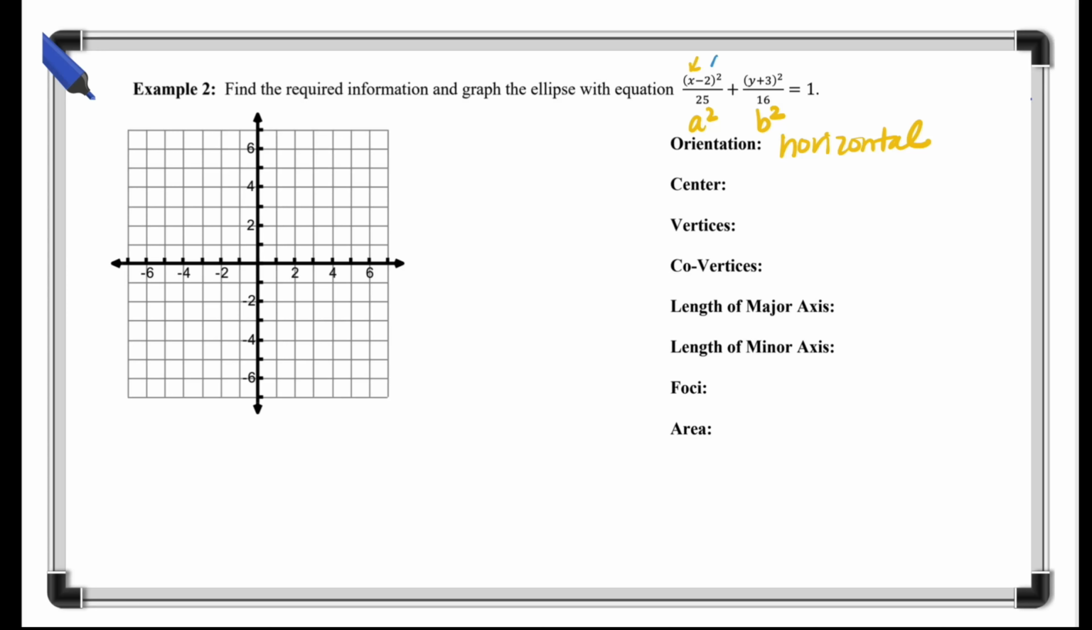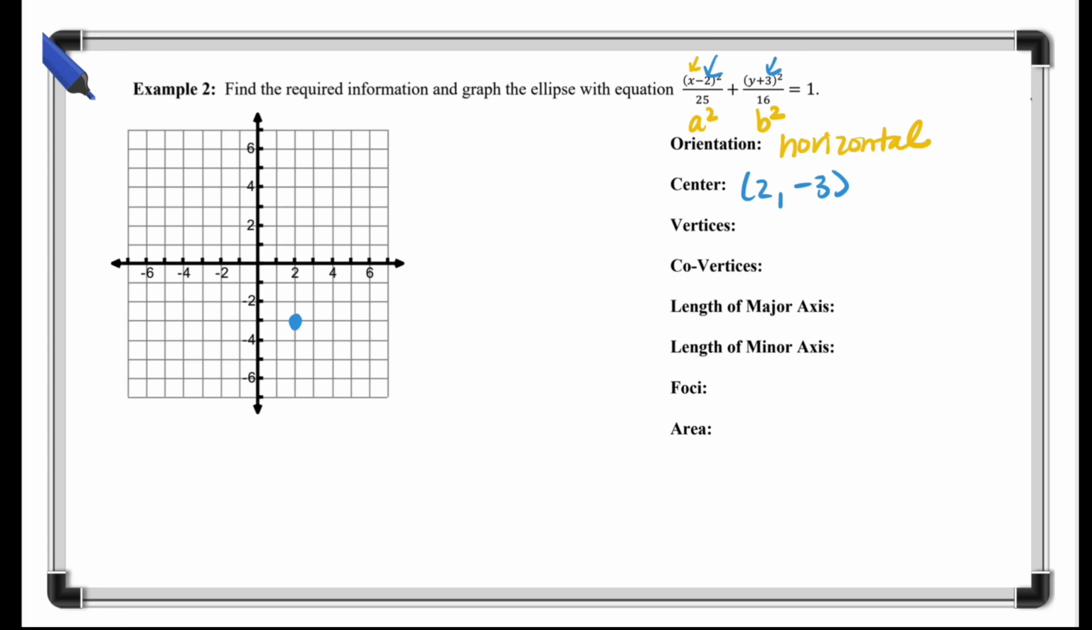I look at my center here, which is 2 and negative 3. Now remember, those signs are changed because in your formula, it's always x minus h and y minus k. So if my signs happen to flip, that's what my signs are going to be for my center. So I got 2 and then negative 3.